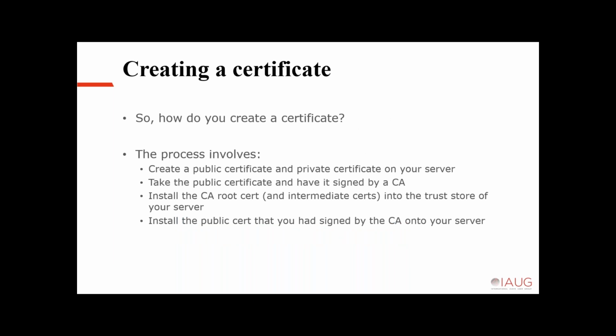So how do you create a certificate? The process generally involves creating a public certificate and a private certificate on your server. You take that public certificate and have it signed by a certificate authority. You install that certificate authority's root certificates and probably the intermediate certificates into a trust store on your server. And then you install that public cert that you have signed by your security authority onto your server.